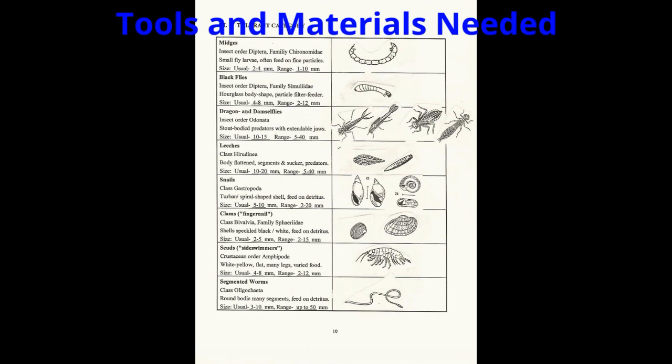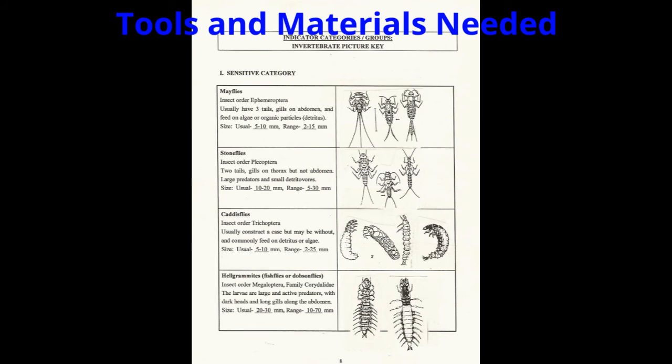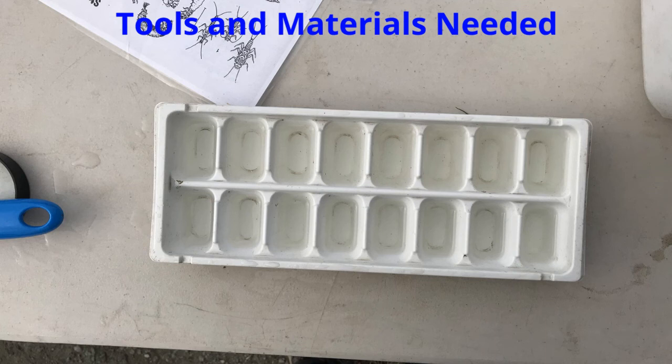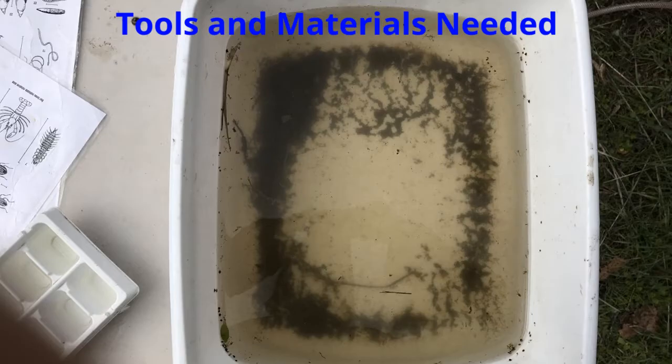The tools and materials that we'll need today are these 3 keys to identify the sensitive, intermediate, and tolerant AMIs in the creek. These can be found in the packet along with your data collection worksheets that was mailed home to you. In addition to the worksheets in your packet, we'll need an ice cube tray to separate out the AMIs.